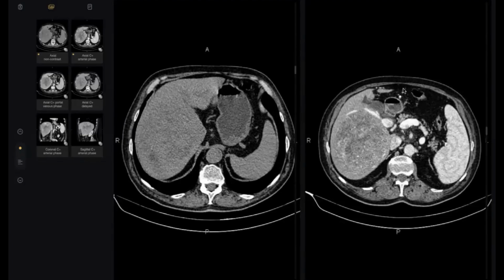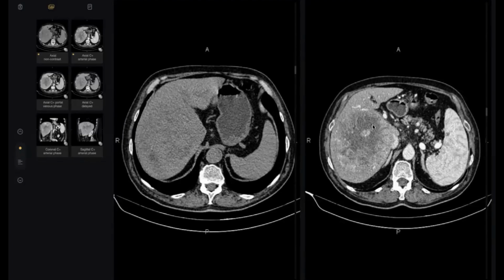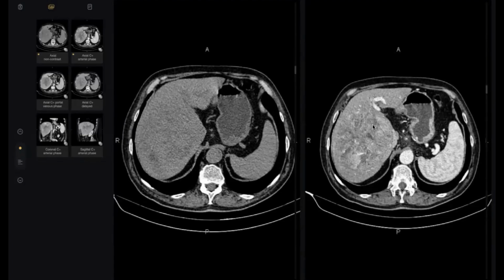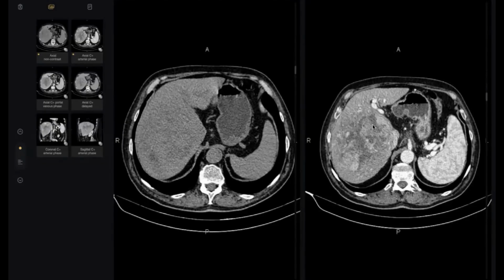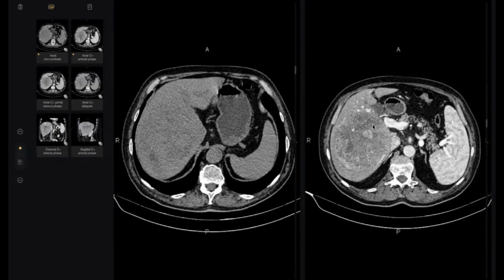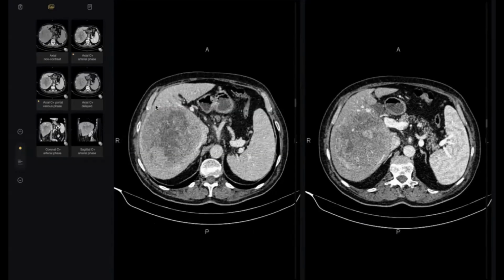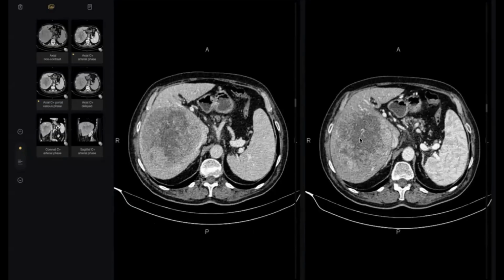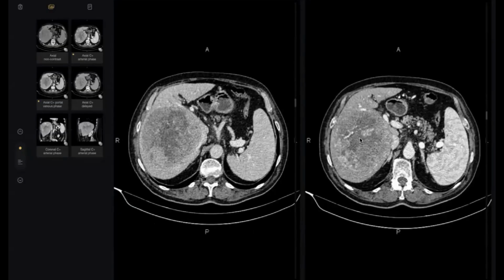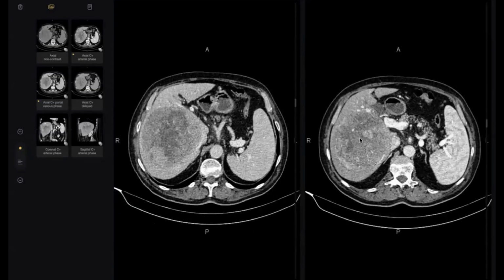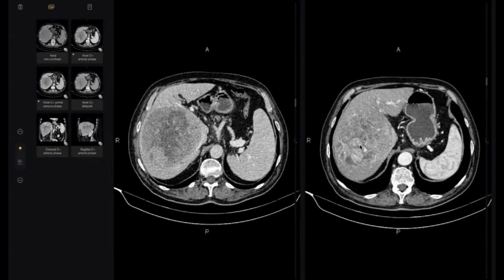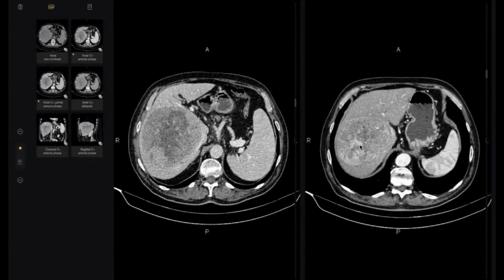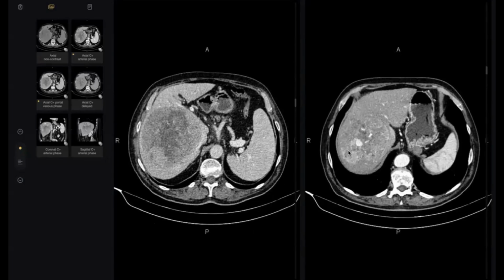What is the name of this appearance or this sign? What is the name of the type of contrast uptake? Infiltrative type of lesion. I'm not talking about the heterogeneous nature, I'm talking about the enhancement, the contrast appearance. It is a very characteristic appearance. See, this is a big lesion, correct?